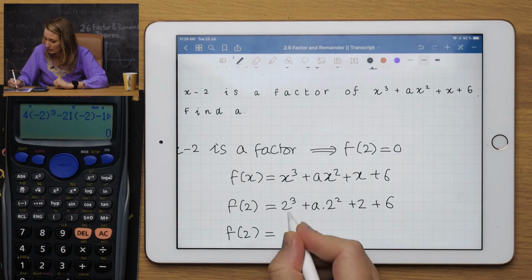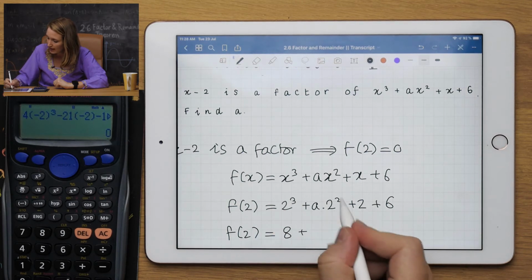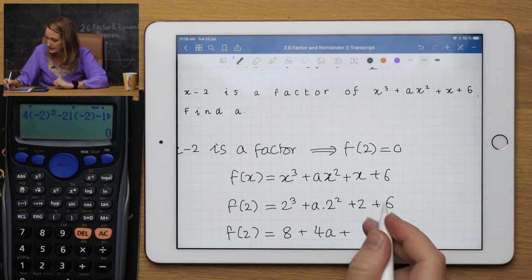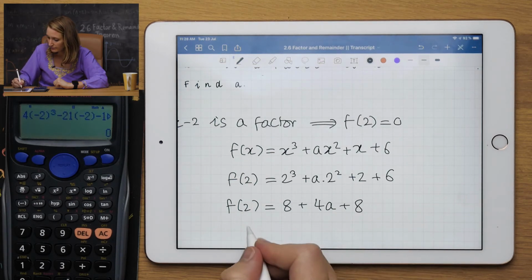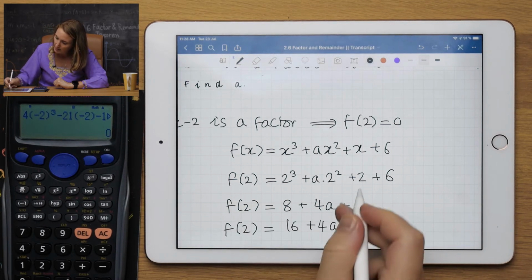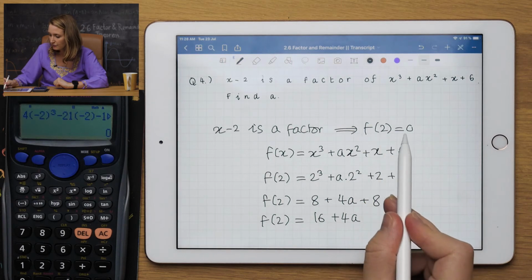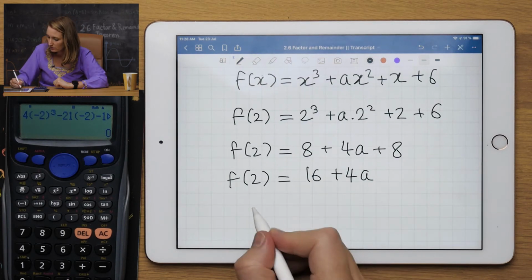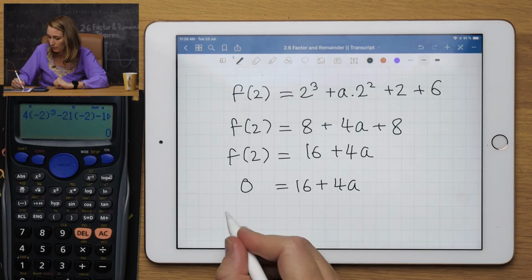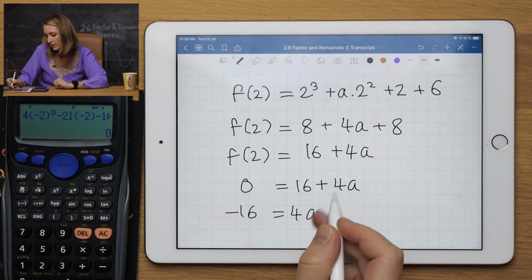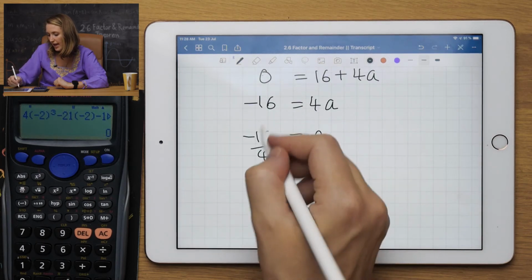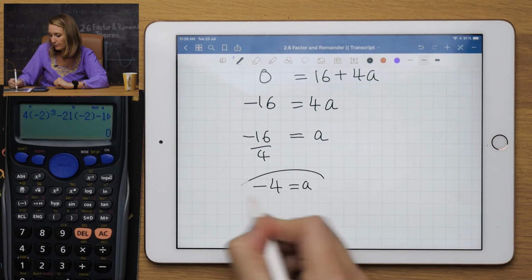So f of 2 is equal to 2 cubed is 8 plus, again, the power first, 4 times a, plus 2 plus 6 is going to be plus 8. So f of 2 is equal to 16 plus 4a. Now we know by the factor theorem that f of 2 has to be equal to 0. So we put a 0 here, 16 plus 4a. We move the 16 across and divide by 4. And then we've calculated that a must be minus 4.